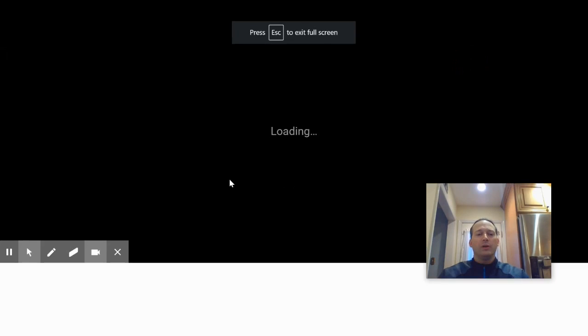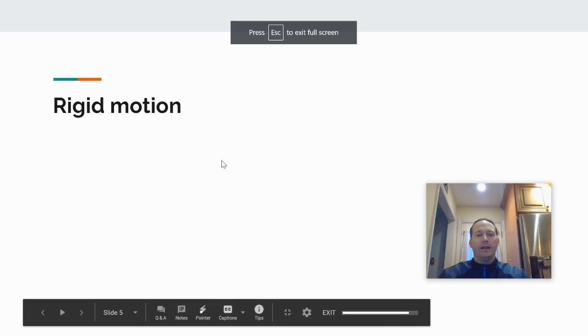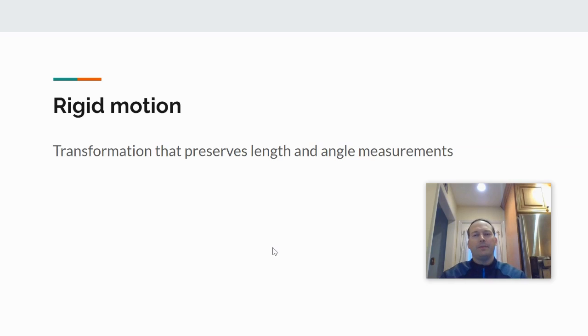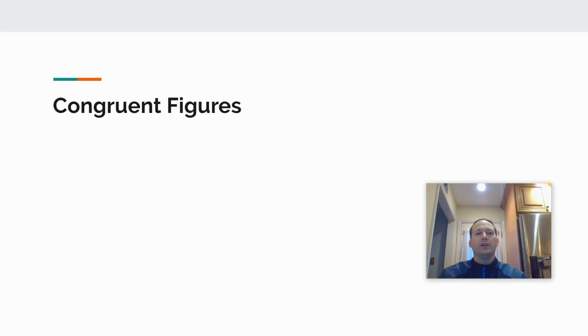That's basically it. So all these things are called rigid motions. Now, basically, rigid motion is just a transformation. Preserves is a very fancy word for it. It just keeps the same length. All the sides have the same length, and all the angles remain the same. And we said that the rigid motions are translations, rotations, and reflections.